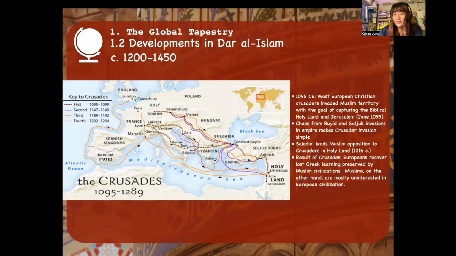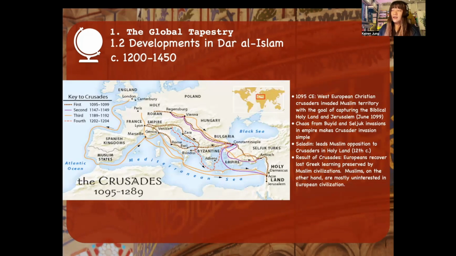Okay, so this is just a map of the 4 crusades that occurred in the span of time between 1095 to 1289. In 1095 CE, West European Christian crusaders invaded Muslim territory because they wanted the biblical Holy Land. They wanted Jerusalem for themselves. At this time, you're going to be looking at how Europe is really in what some people call the Dark Ages. Again, we're going to get into that in subsequent units, but Europe was very fervently Christian at this time.